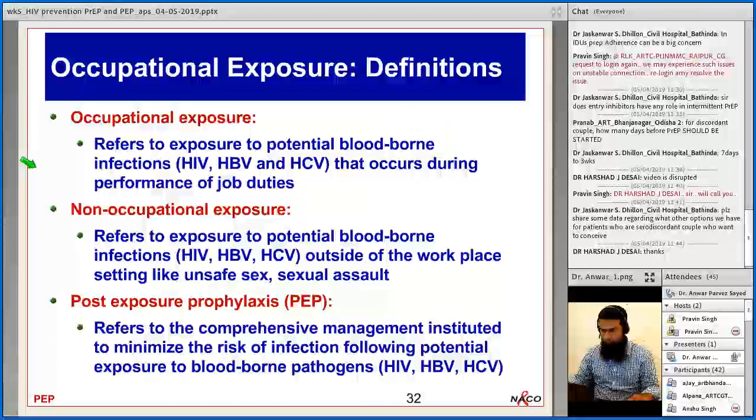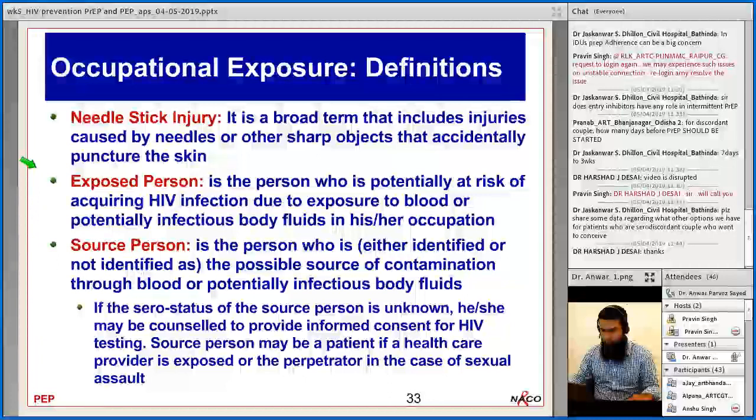So occupational exposure refers to exposure to potential bloodborne pathogens like HIV, HBV, HCV that occurs during performance of a job duty. For example, doctors, nurses, lab technicians, and those who work in the hospital, or the sweepers, ward boys and janitors. Wherever they work in a hospital setup, if they get the exposure, it is called occupational exposure. Non-occupational exposure refers to exposure to these potential bloodborne infections outside the workplace, like unsafe sex or sexual assault. And post-exposure prophylaxis refers to a comprehensive management instituted to minimize the risk of infection following potential exposure to a bloodborne pathogen. It is not just the drugs or tablets, it is in fact more than that.